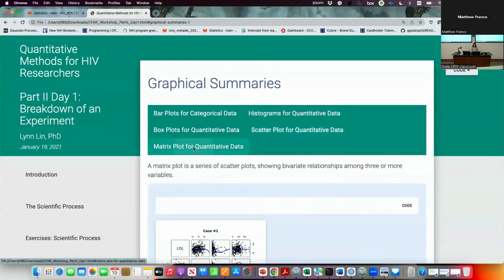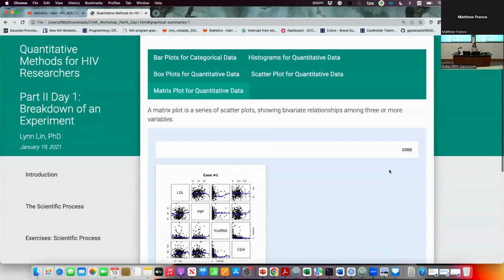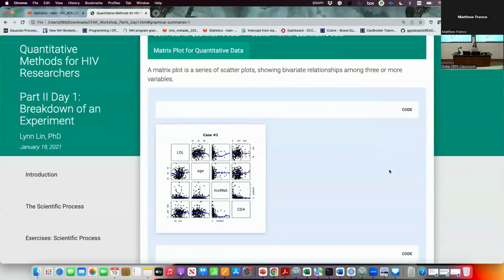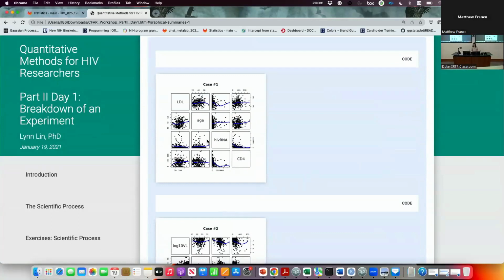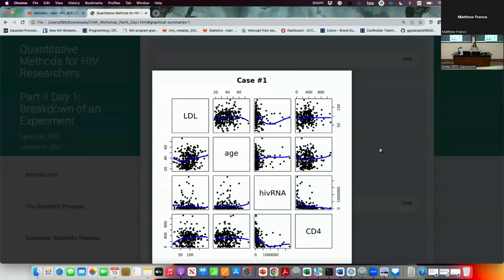Okay, so the last part of this graphical summary is: what if you are collecting more than two continuous variables? You can have lots of pairwise scatter plots. For example, here you have four variables: LDL, age, HIV RNA, and CD4. And you can generate this sequence of pairwise scatter plots.